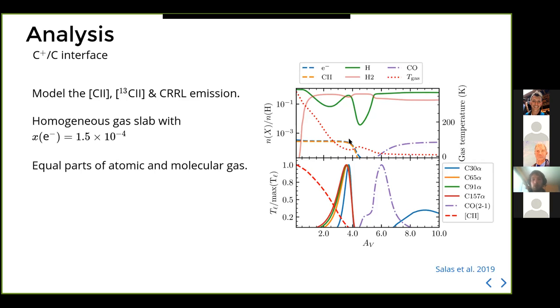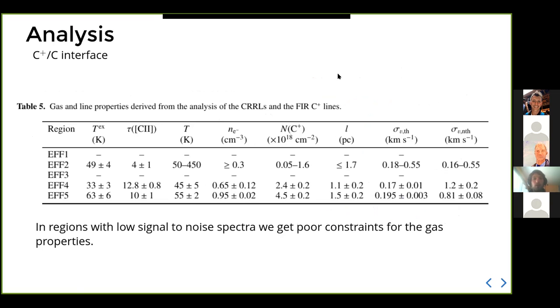And we also assume that this layer has an ionization fraction of roughly 1.5 times 10 to the minus 4, that is the same as the carbon abundance, mainly because the carbon is the main donor of electrons in this region, so they are roughly the same. And by modeling this layer this way and comparing against the observations, we can derive excitation properties for the C plus line, its excitation temperature and its optical depth, the temperature of the gas, the electron density, and the C plus column density.